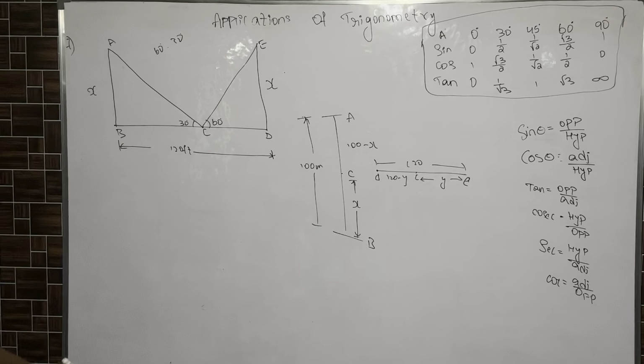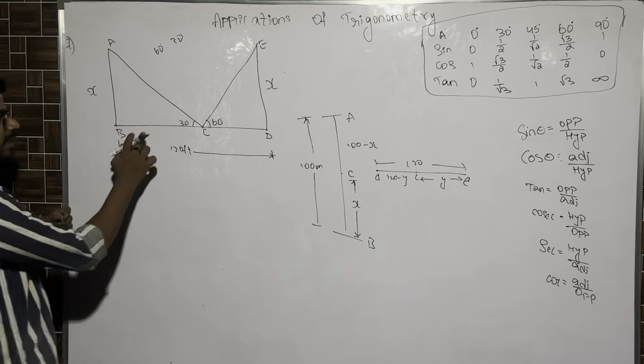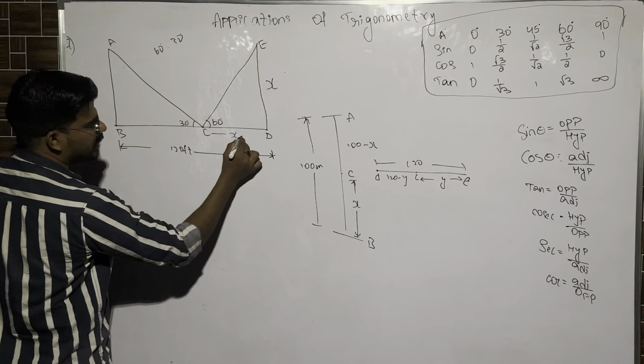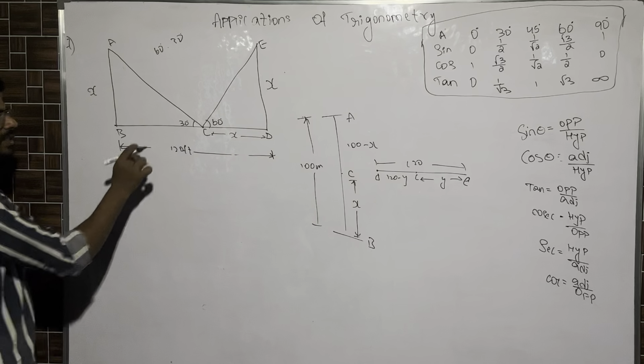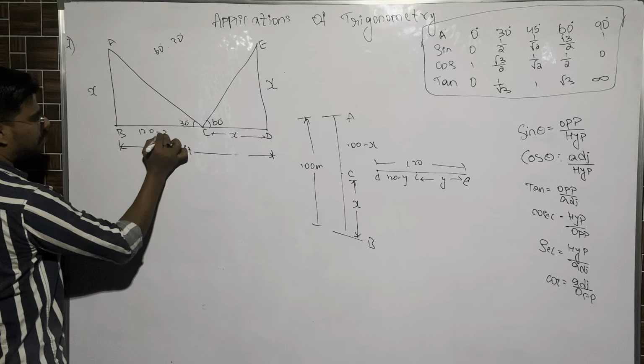In the same way, the total distance BD, the length of the road, is 120 feet. Let us consider that C to D is X. What will be the distance BC? 120 minus X.